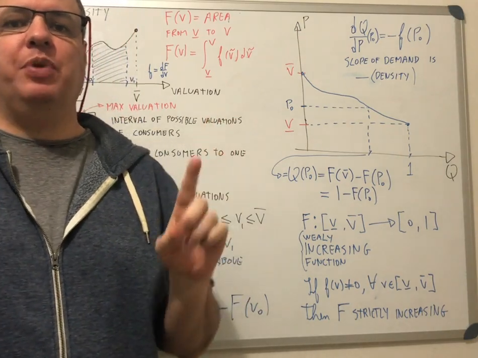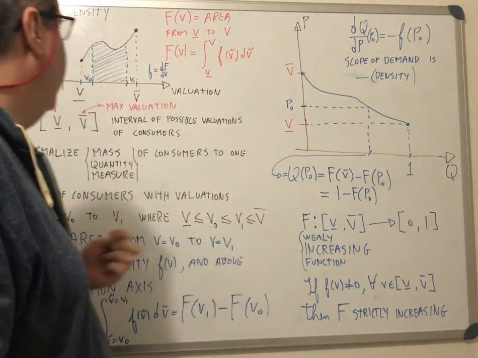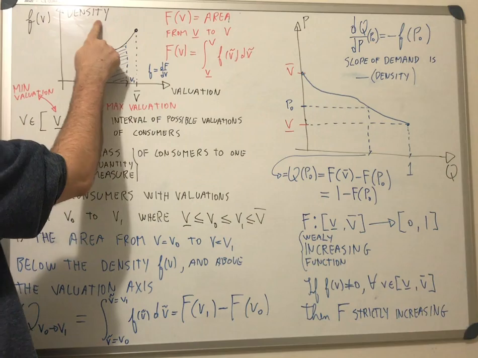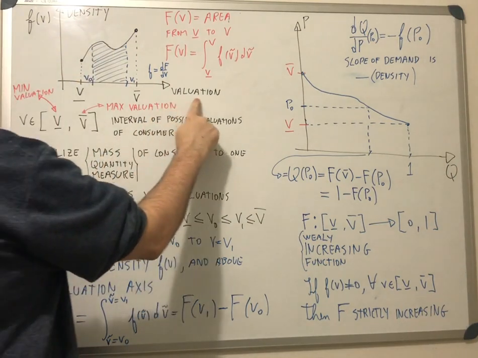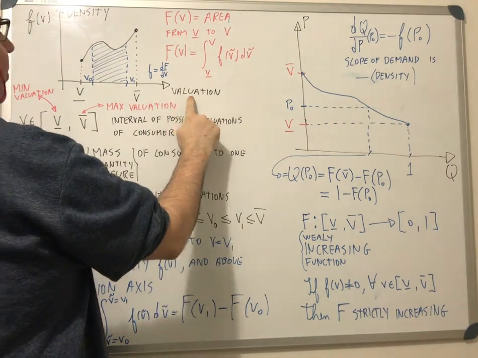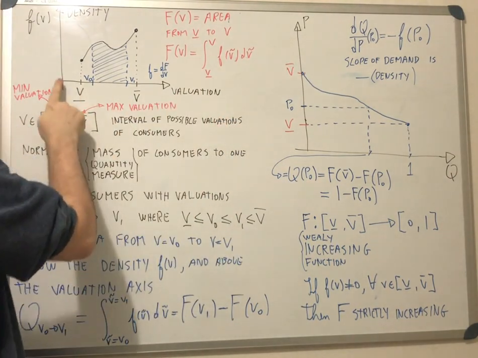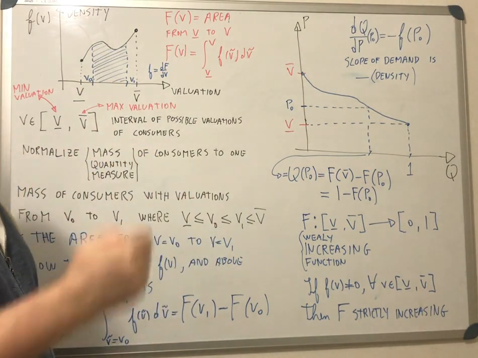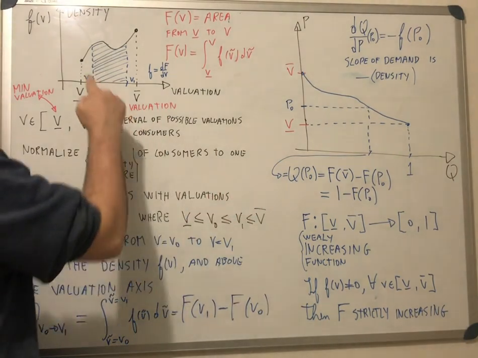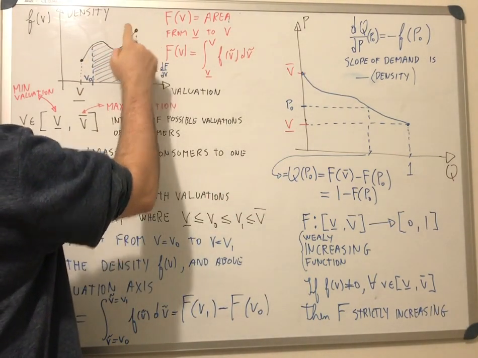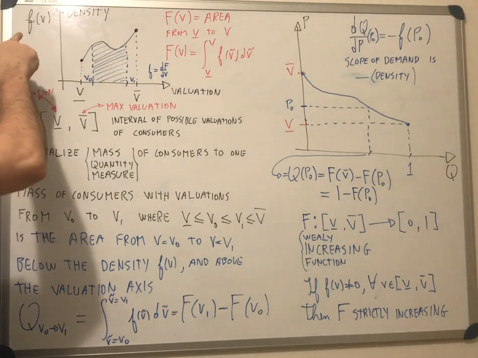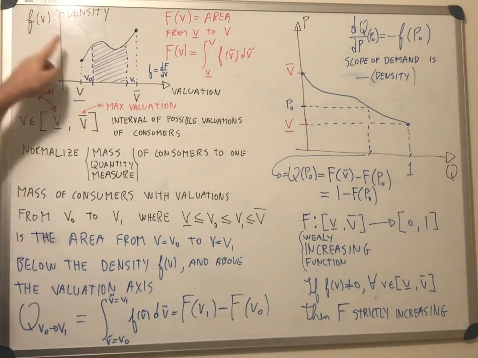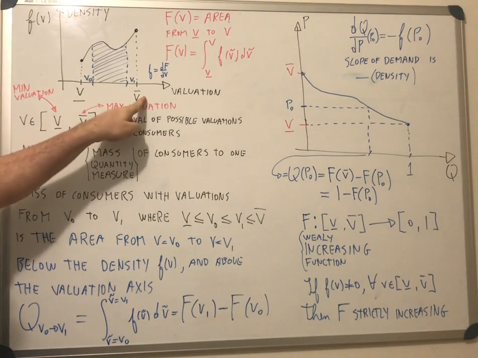So we have one perfectly divisible good, and here I have a graph that plots the density of the valuations. On this horizontal axis I have the valuations of the consumers, and on the vertical axis I have the density that measures how many consumers have that particular valuation. I have this curve here in black, and lowercase f is the density, evaluated at values V from V lower bar to V upper bar.